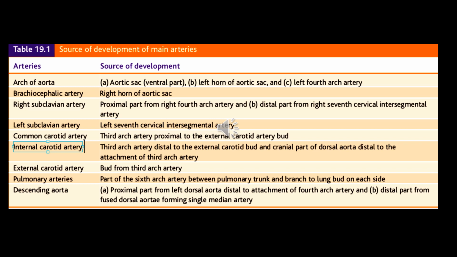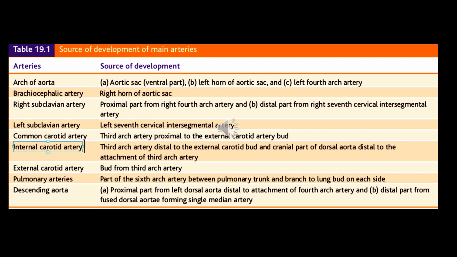The right subclavian artery we have already discussed: the right fourth arch artery and the distal part of the right seventh intersegmental artery. Left subclavian comes straight from the left seventh intersegmental artery only, and the third arch artery will become the common carotid, which will give off a bud called the external carotid artery.